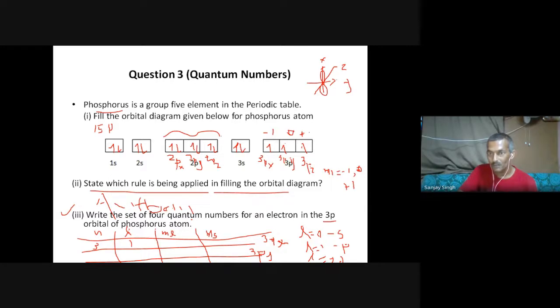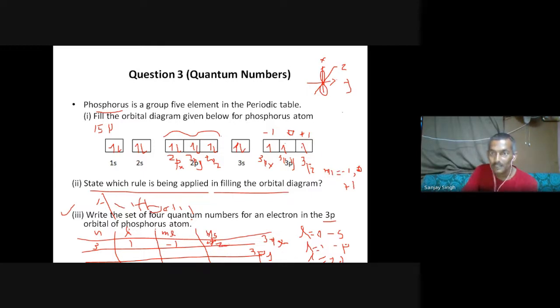Maybe some of you are still confused. How do we get ml? This is not one, this is l. So minus l to zero to positive l, and l is equal to one here. So that is your minus one, zero, positive one. So for 3Px, your ml value is minus one. And your ms is positive half, since it is pointing upwards, a clockwise direction.